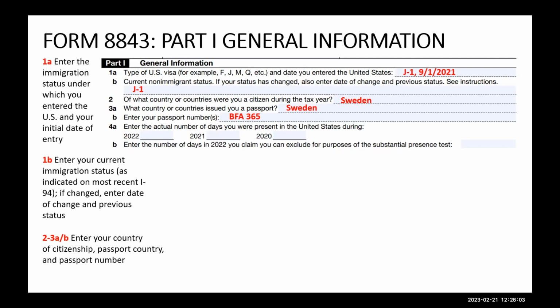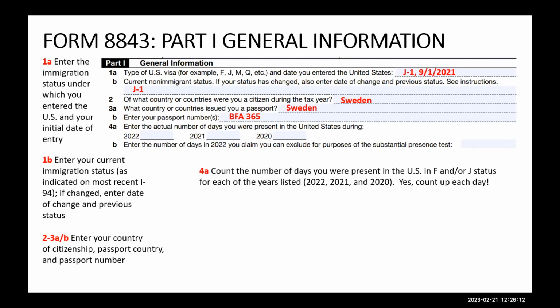And then, of course, enter your passport number. Those are all straightforward questions. Now we get to the more interesting one where you actually have to count the number of days in 2022 you claim you can exclude for, or enter the actual number of days you were present in the US during each of these years. So you actually have to count these, literally.